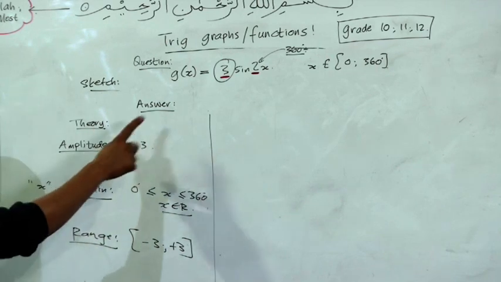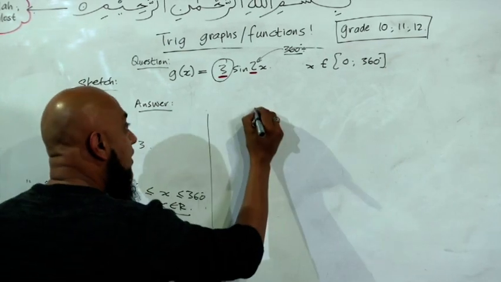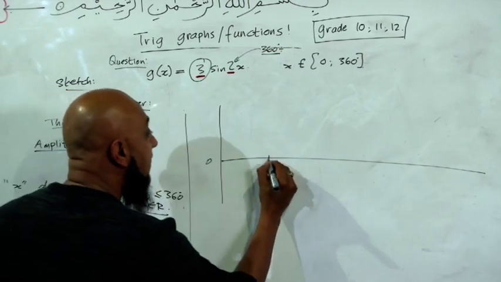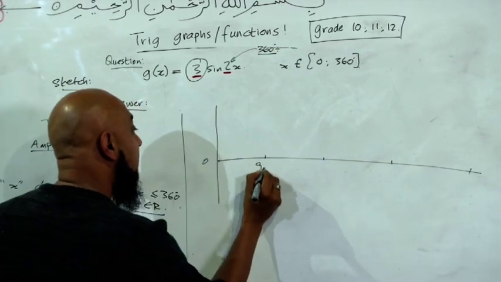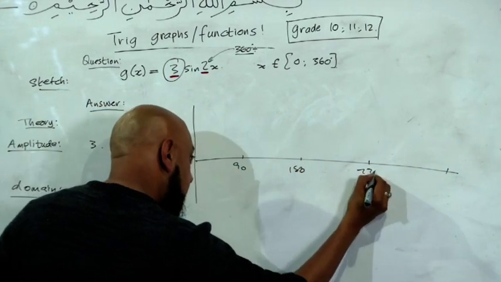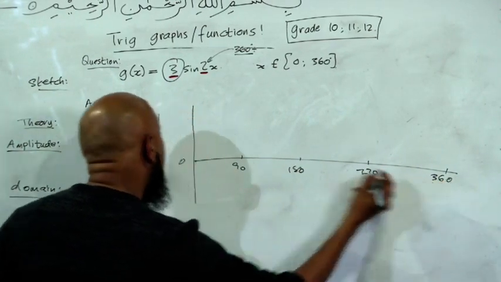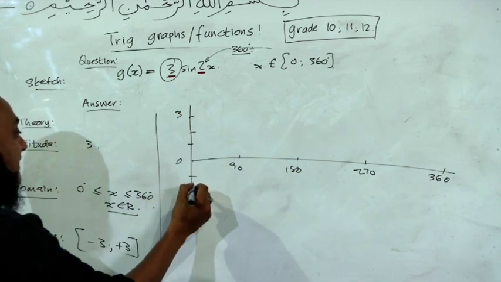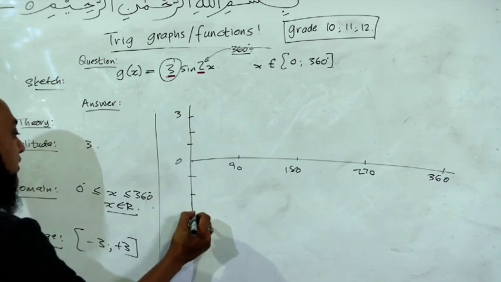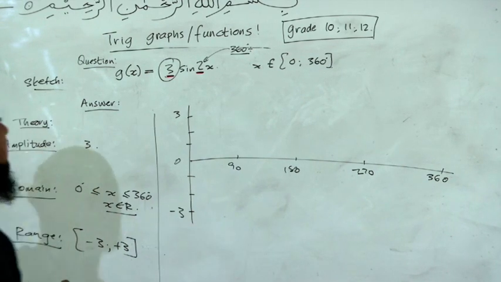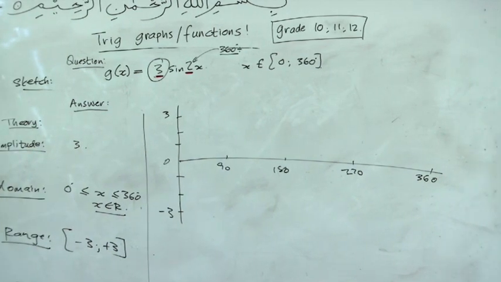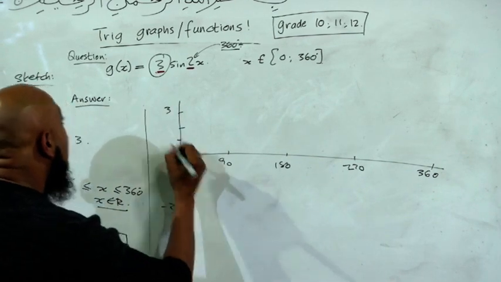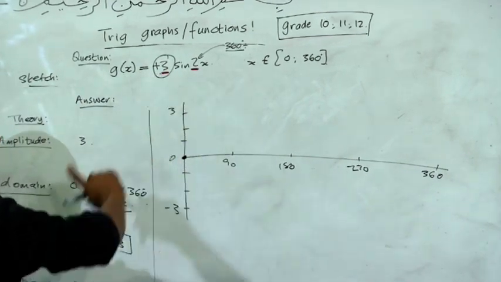Okay, let's now sketch the graph. So now from 0 to 360, we go to our graph. There we go. 0, 90, 180, 270, 360. We're going to go up to 3: 1, 2, 3. And we're going to go down to -3: 1, 2, 3. It is a sine graph, guys. So a sine graph starts at 0. This number is positive, so it's 0 up.